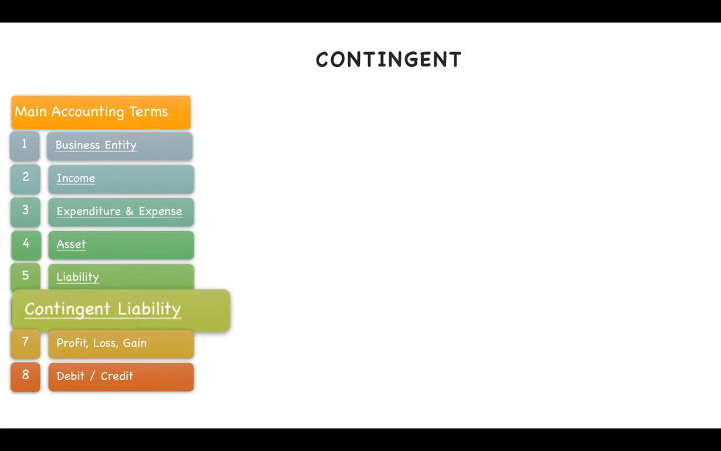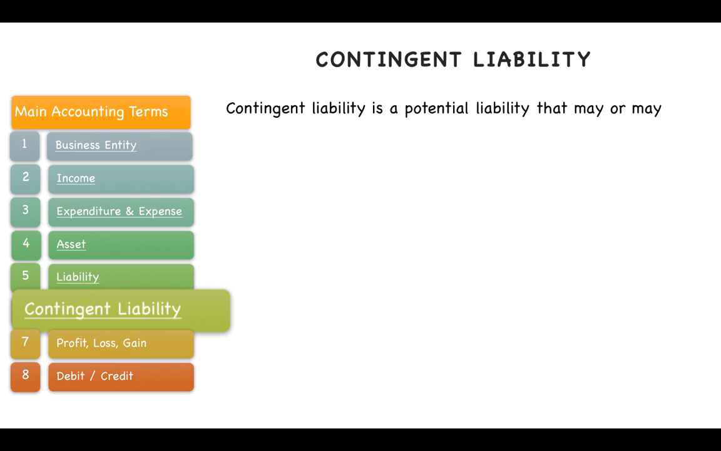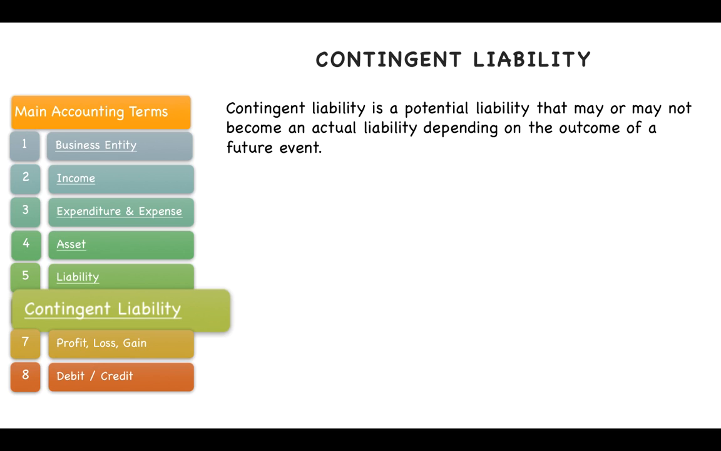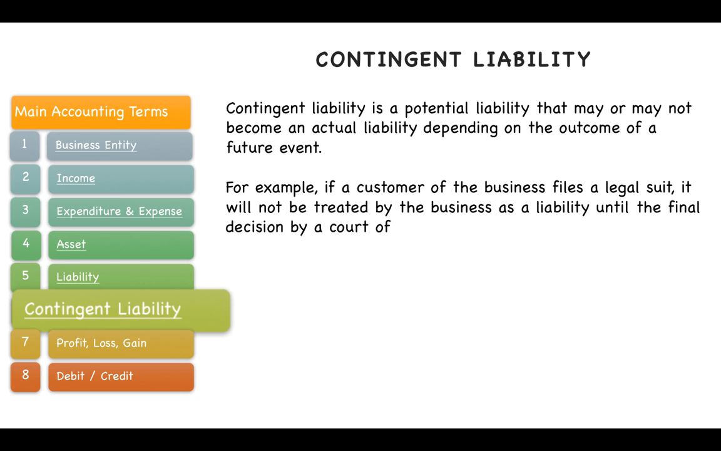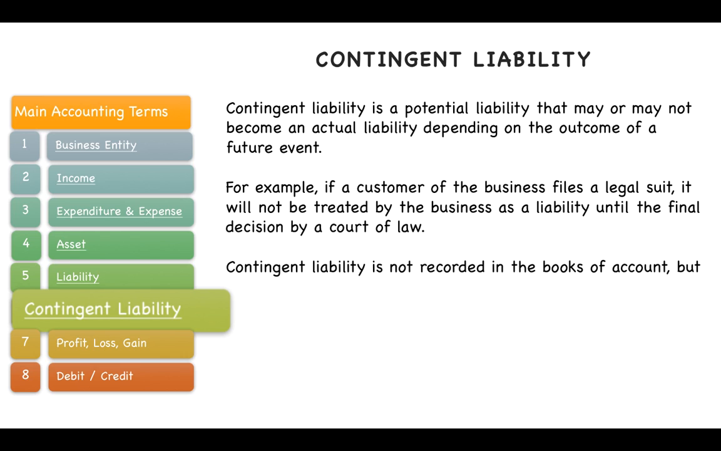The next one is contingent liability. A contingent liability is a potential liability. It has not yet occurred, and it may or may not become an actual liability depending on the outcome of a future event. For example, if a customer of the business files a legal suit, it will not be treated by the business as a liability until the final decision by a court of law, because the business is not agreeing to pay that, right? The customer may have put a false claim. We cannot agree to such things. Therefore, it is shown as a contingent liability.